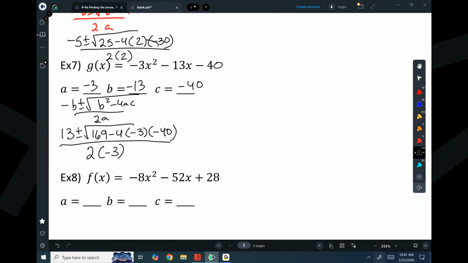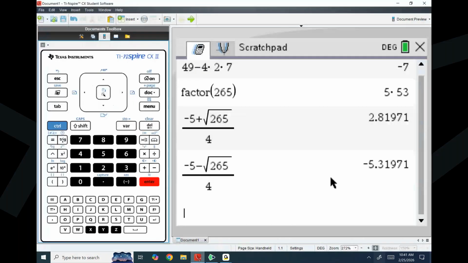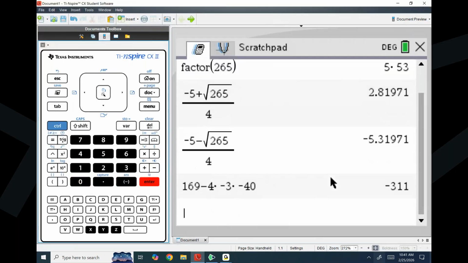Anybody want to take a shot at why math is easy here? Yep. It's going to be negative. 169, negative times a negative times a negative is a negative, and it's way bigger than 169. Right? If you type it into a calculator, what do you get? 169 minus 4 times, what was it? Negative, oh, not minus, -3 times? Negative 30? Negative 40? Negative number.